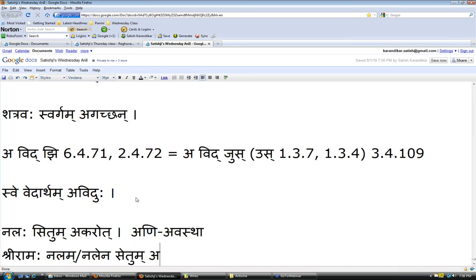Satish ji? Yes. Nalah Setum, right? I think the typo there seems to be. Yes. Thank you. Yes, correct. Nalaha Setum, not Setum. Setumakar. Thank you. Nalaha Setumakarot. In the Nijavasthayam, we get the. So this is the Niyavastha.